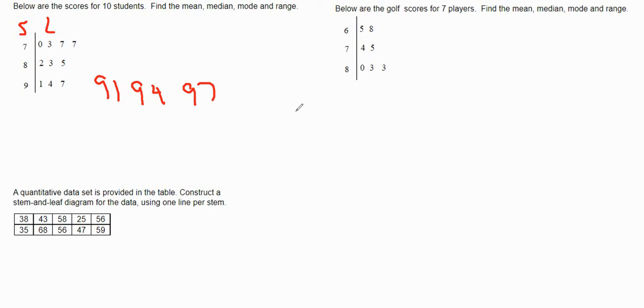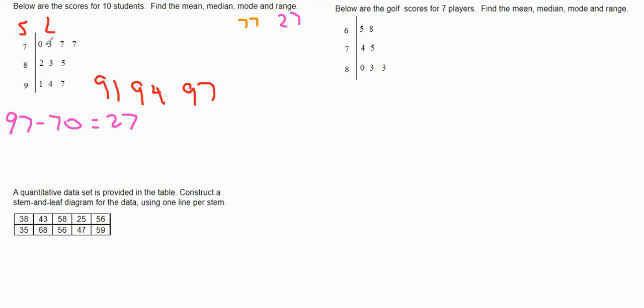So we're going to find the mean, median, mode, and range. Let's start with the range. So that's going to be very easy to find. That's the largest number minus the smallest number. So 97 minus 70 is 27. The mode is the number that comes up the most, and that'll be 77. That's repeated 2 times.